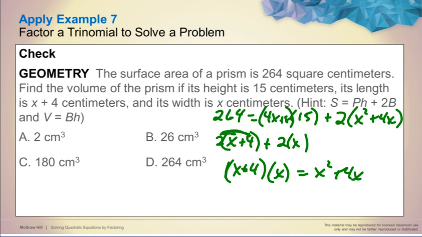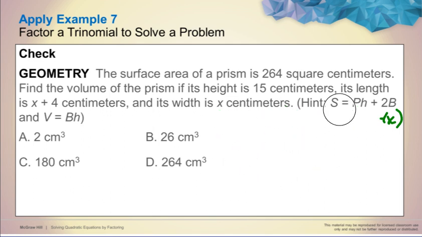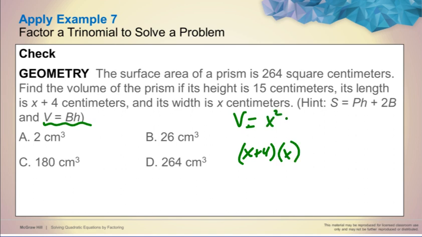And I just realized we don't have to do that with the surface area formula. I just have to use the base times the height. So let me get rid of this. So I have to use this formula. So the volume, I don't know the volume, but the area of the base would be x plus 4 times x, which will give me x squared plus 4x. And we're going to have to multiply that by the height. And they said the height was 15. So if I distribute that, I would have 15x squared plus 60x.